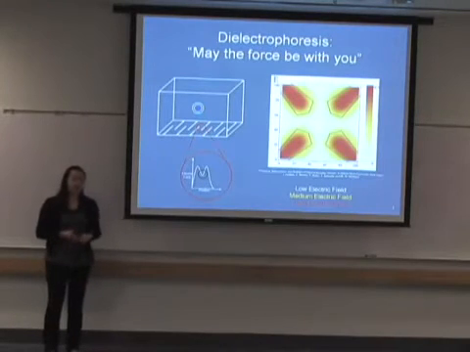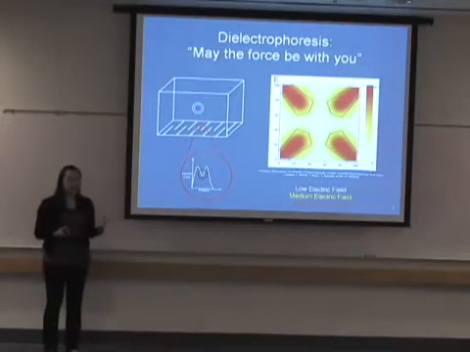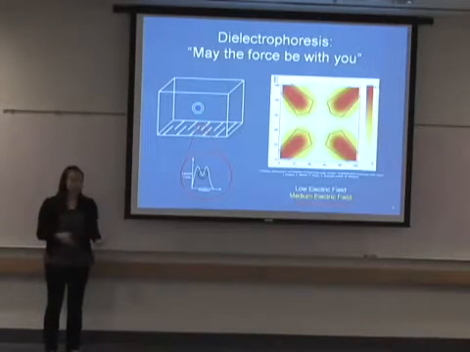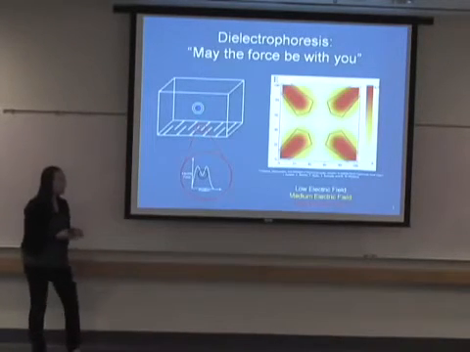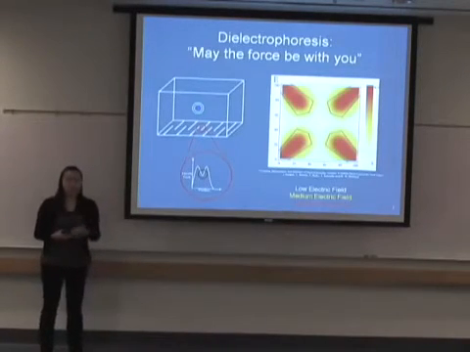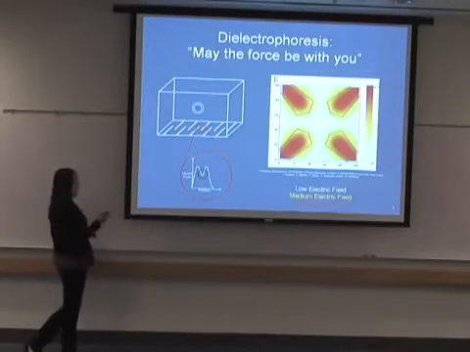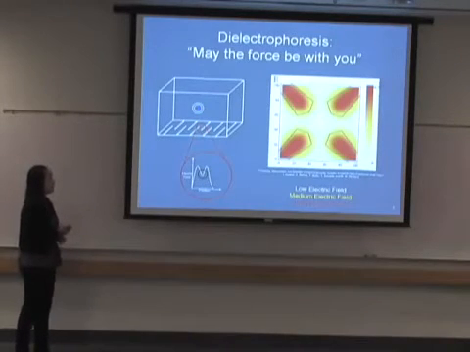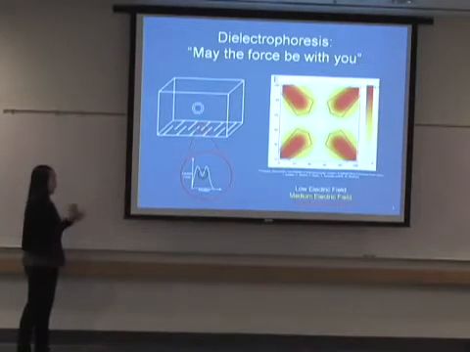It's a phenomenon in which a force acts on a particle and pushes it towards regions of either high or low electric field. We're using negative dielectrophoresis, so the forces acting on the particle are towards regions of low electric field. If you look at the image on the left, we have the electrodes on the bottom, we have the particle in our channel that is above it.